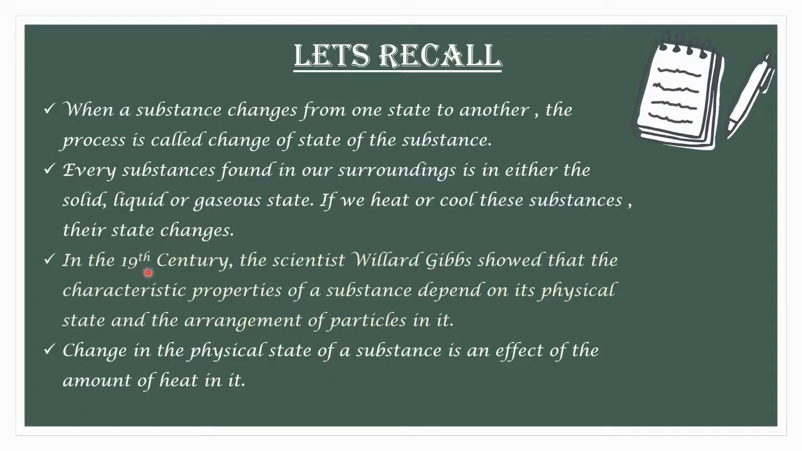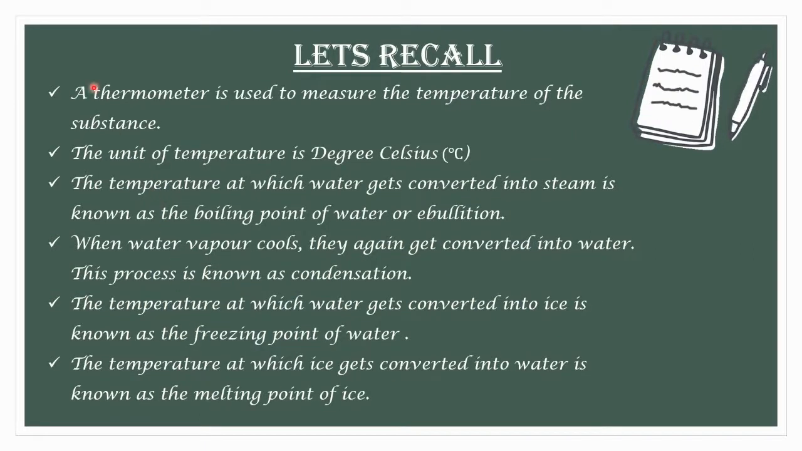In the 19th century, the scientist Willard Gibbs showed that the characteristic properties of a substance depend on its physical state and the arrangement of particles in it. The change in the physical state of a substance is an effect of the amount of heat in it. A thermometer is used to measure the temperature of the substance, and the unit of temperature is degrees Celsius.